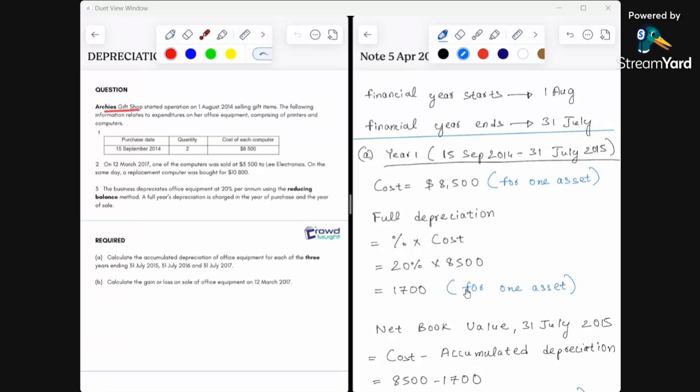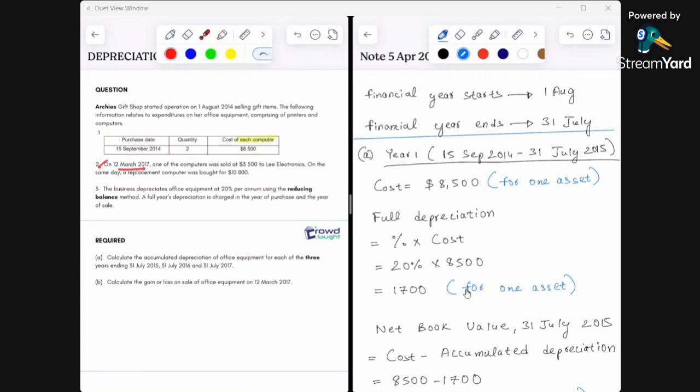Archie's gift shop started operation on 1 August 2014, selling gift items. The following information relates to expenditures on her office equipment comprising of printers and computers. So in the first information that we're given here, we understand that on the 15th of September 2014, we purchased two computers at a cost of $8,500 each. Okay, so the key word here is each. I'm going to highlight that.